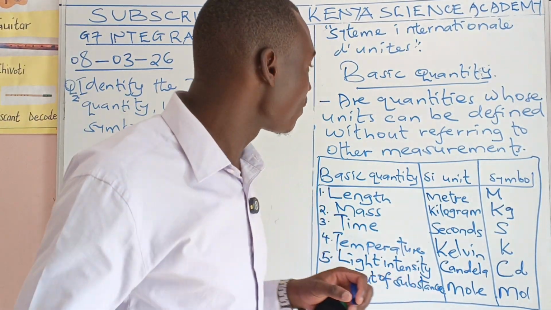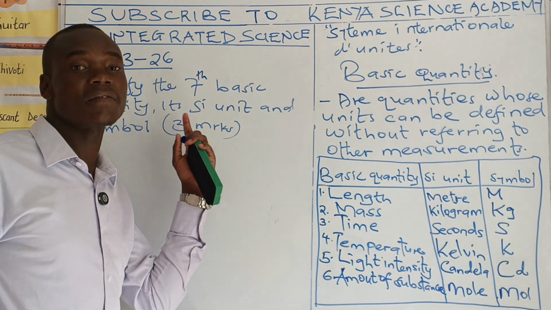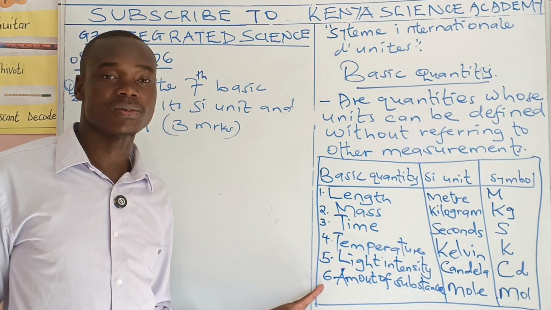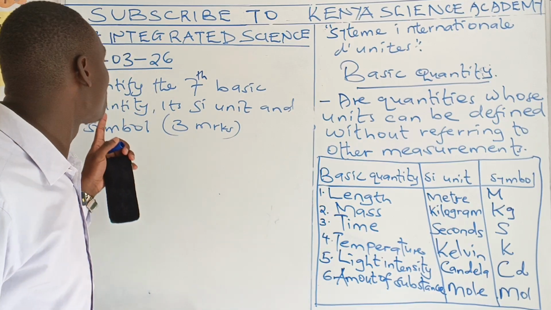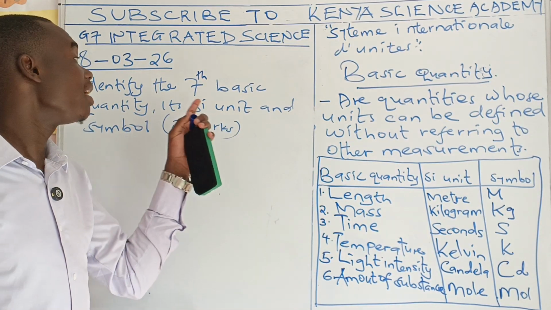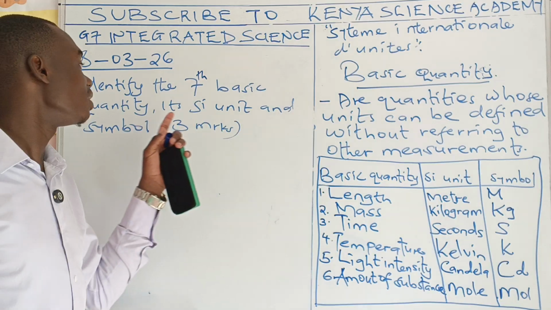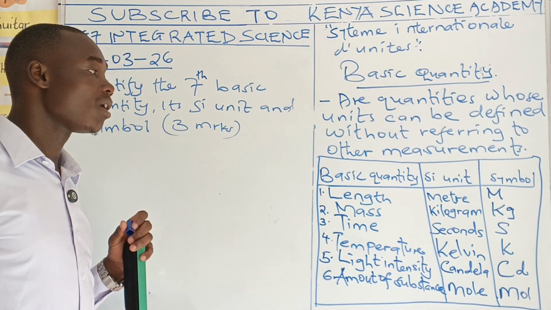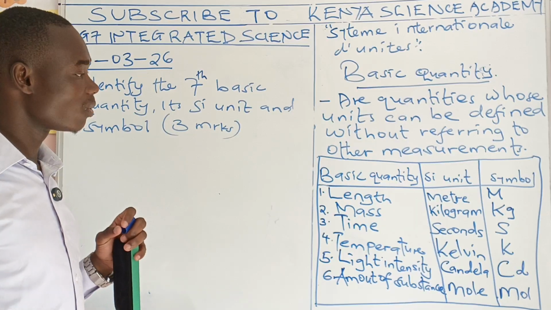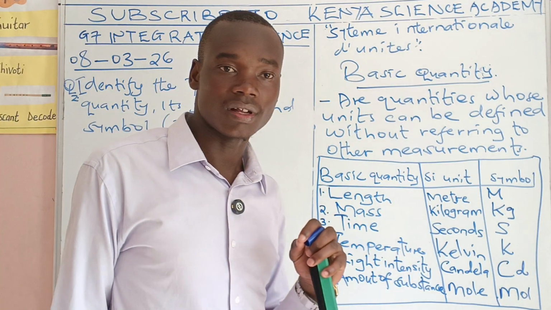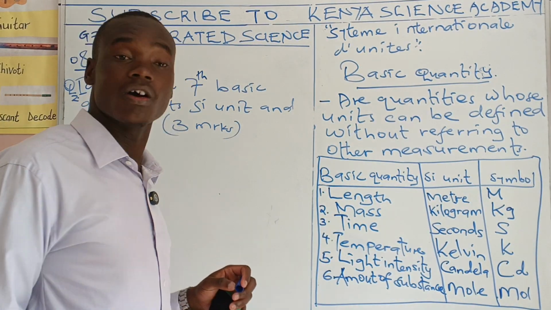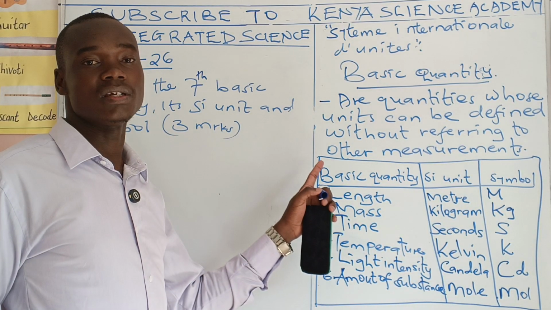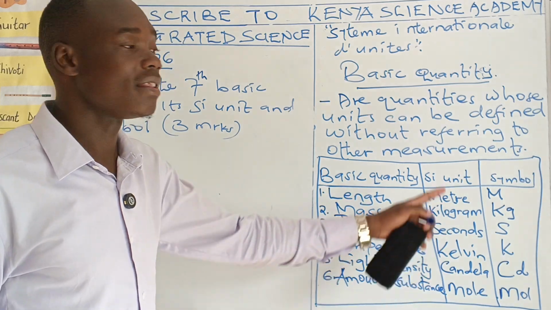So this group of scientists identified 7 basic quantities. That is why I have mentioned up to the 6th one. So I want you to go the extra mile, find me the 7th basic quantity and the SI unit as well, the symbol of the 7th basic quantity. If you have any question, kindly ask at the comment section. We only have the 7 basic quantities, their SI unit and their symbol.